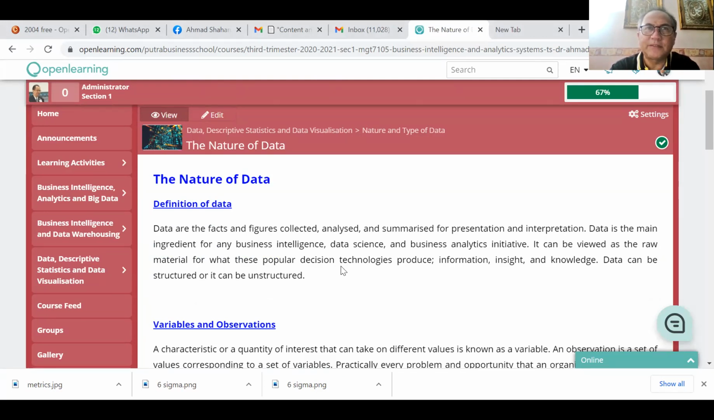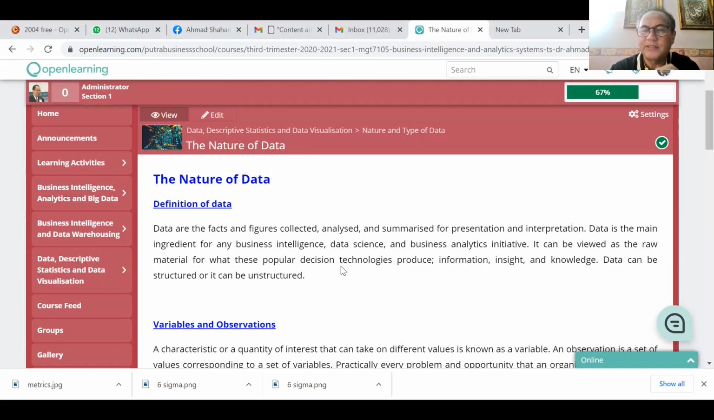Signs. It doesn't have any meaning. But you can interpret data in combination with other data, so it can become information. However, data is the main ingredient for any business intelligence, data science, business analytics.